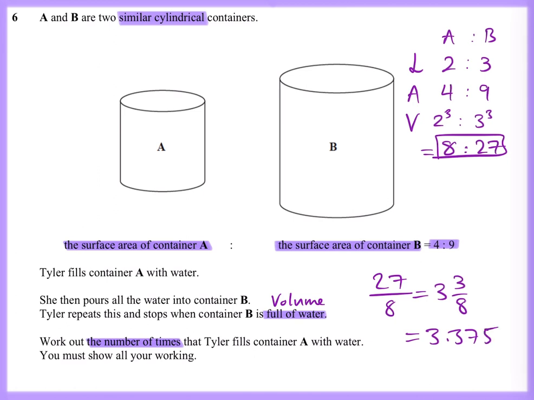That means 3 lots of this fully will be poured into B, and also we need an extra one to fill up that last bit of container B. So we need approximately 4 times. We'll just write 4 times. Tyler needs to fill container A 4 times with water to pour into B.